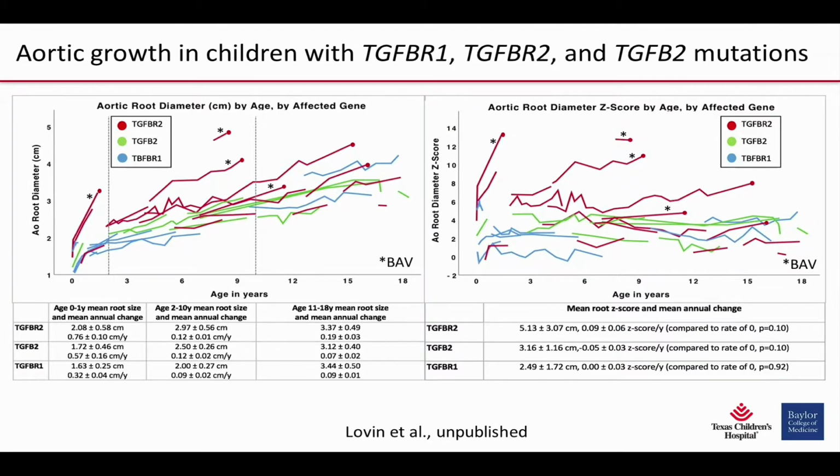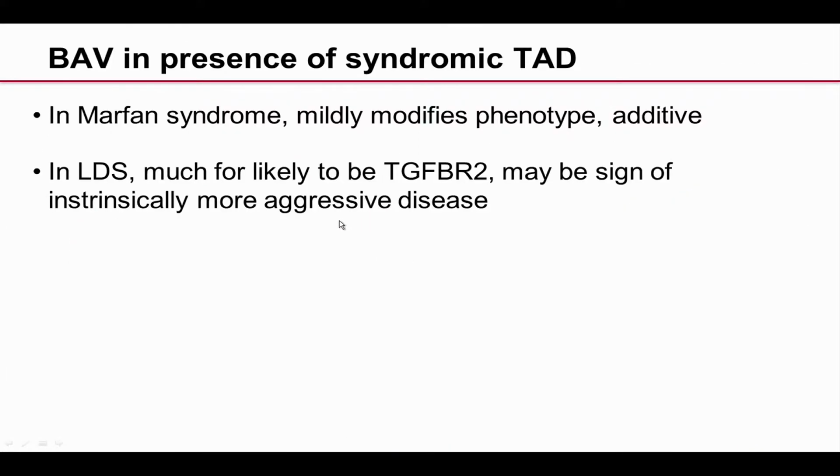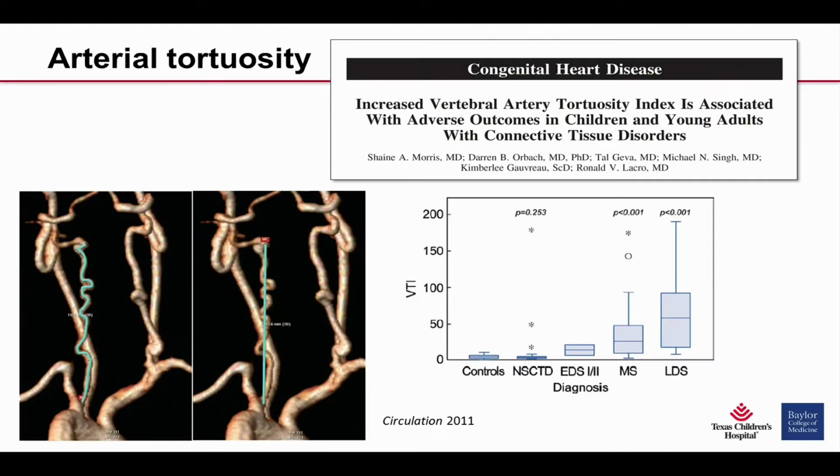We know that in all these patients were TGFBR2. So we know that in TGFBR2, they have almost a 10% chance of having BAV. And I think it's a totally different story in this than in Marfan syndrome, that this is part of the more severe phenotype or of the higher risk stratification. And in this entire cohort, we've had 2 patients dissect, and they both were TGFBR2 with bicuspid valve, not dissected in childhood. So, interesting. Now, what we learned from that is in Marfan syndrome, it probably mildly modifies the phenotype and is additive, but in Loeys-Dietz, at least in TGFBR2, it may be a sign of intrinsically more aggressive disease. All right, on to another risk factor, arterial tortuosity.